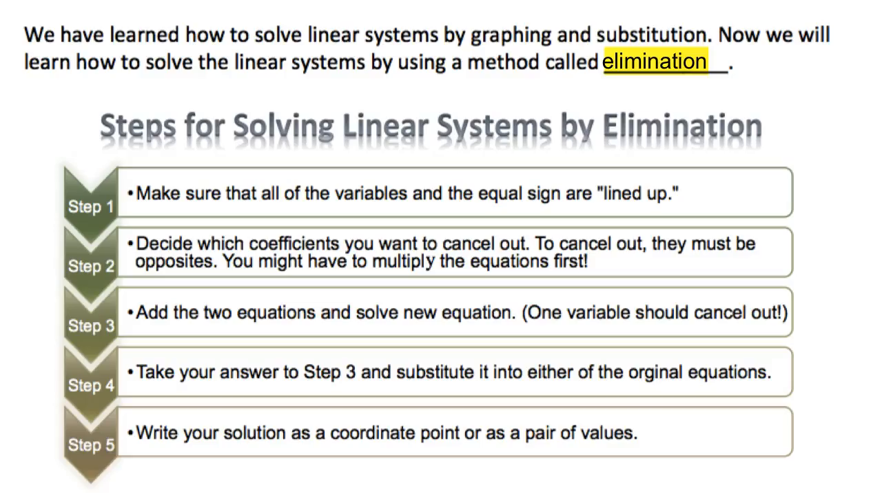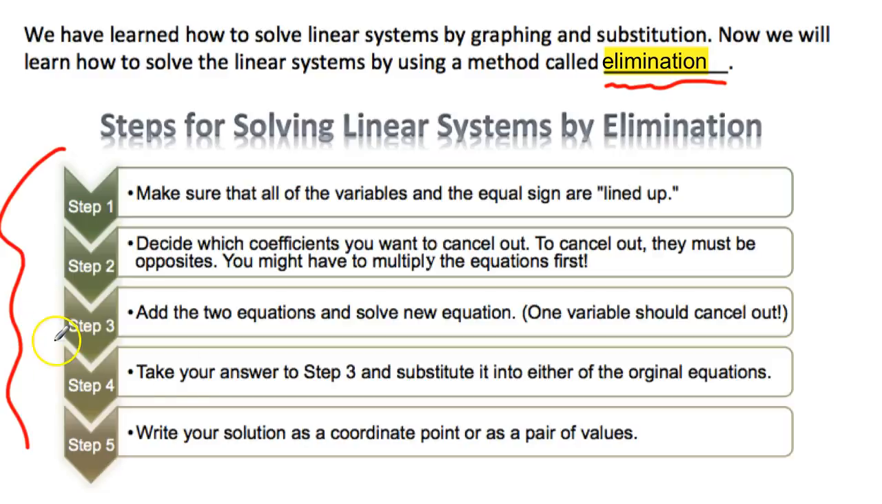So the last two lessons we solved systems of linear equations by graphing and substitution. Today we're going to do something called elimination. So here are the steps for doing that. Step number one, make sure that all the variables are lined up. And by lined up, I mean the x's are over the x's, the y's over the y's, and the equal signs over the equal signs.